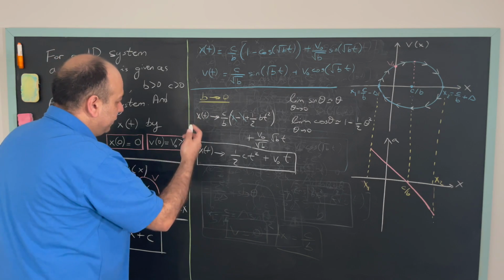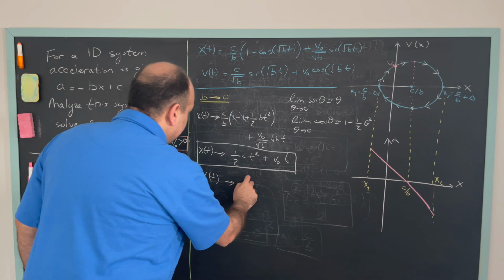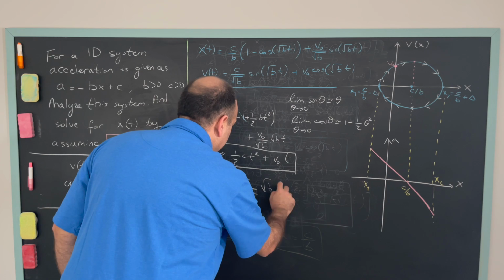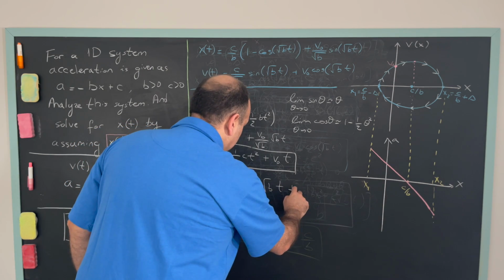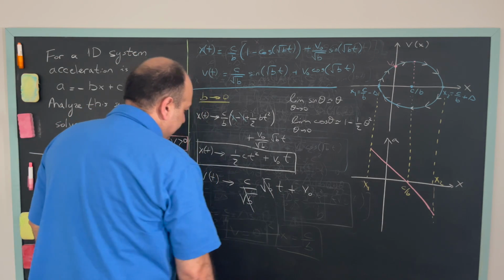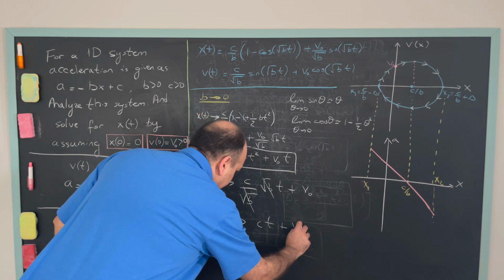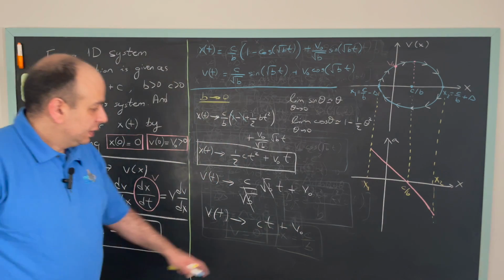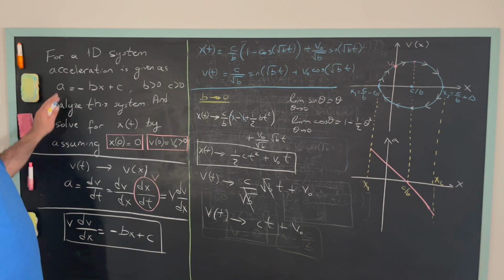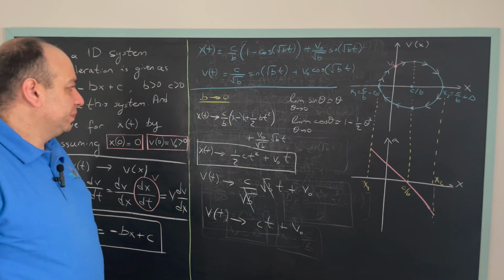So what does v give us? So v of t goes to, let's check that. This is c over square root of b times square root of b times t plus, this will simply give us v naught. So this cancels that, and as we would expect, v of t goes to ct plus v naught. So the initial velocity plus acceleration times time. Right? So if b goes to 0, this is nothing but a one-dimensional motion with constant acceleration.